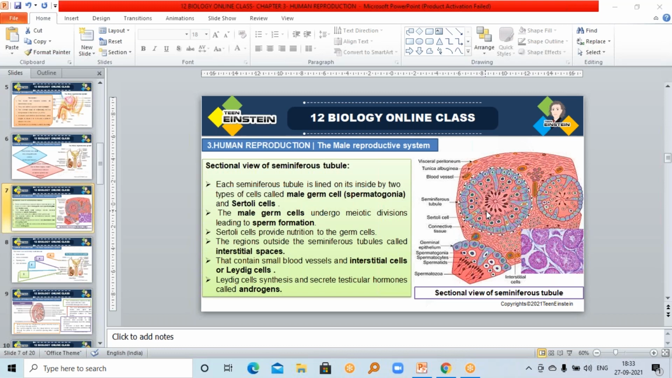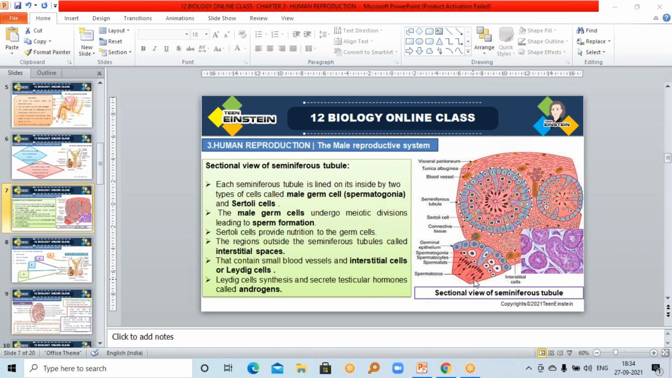Okay, the male germ cell or spermatogonia. Male germ cell means the cell which produces male gametes. These spermatogonial cells will undergo meiotic division, and these are sperm forming cells. Which are the sperm forming cells? Spermatogonia. They undergo meiotic division and they will form sperms. You can see here, they will undergo meiotic division to form sperms.